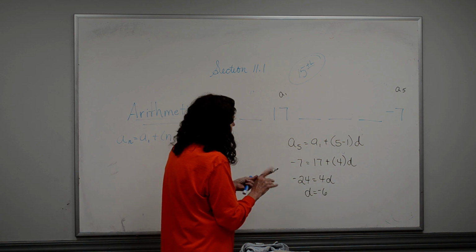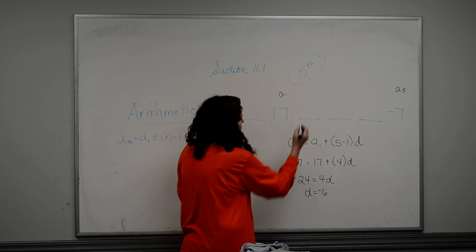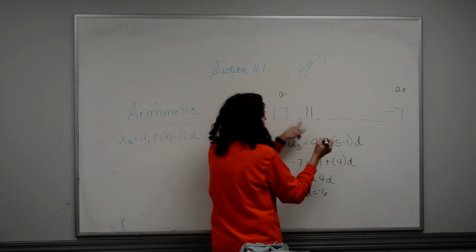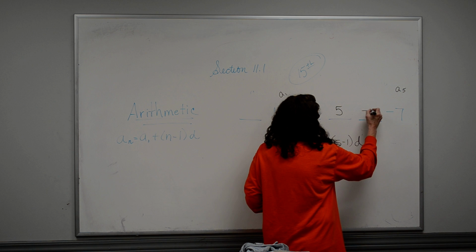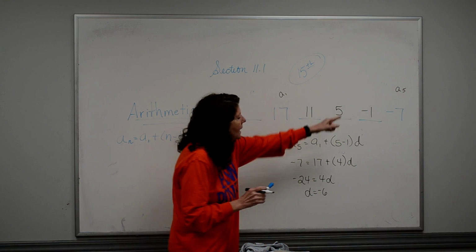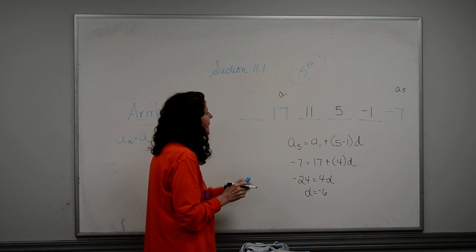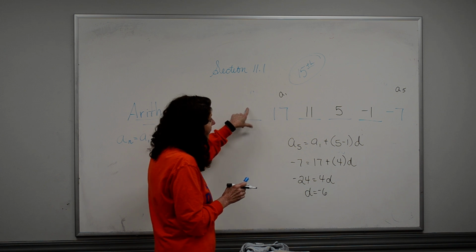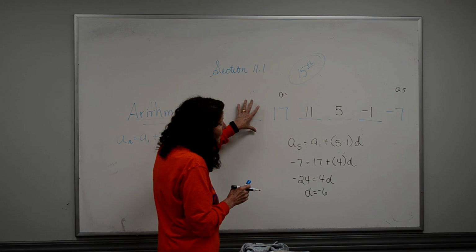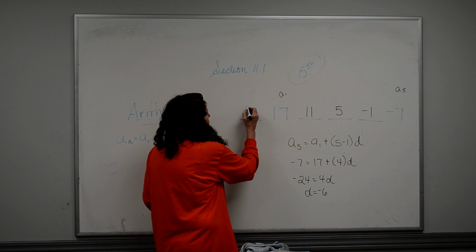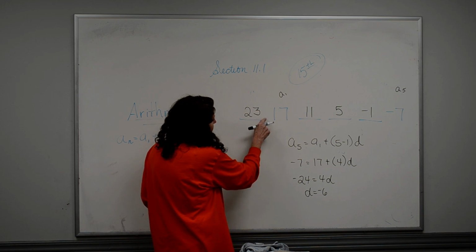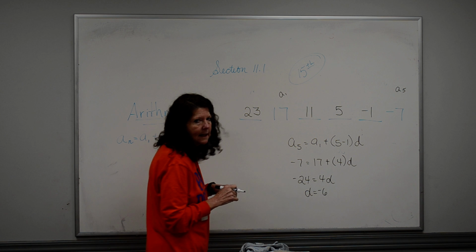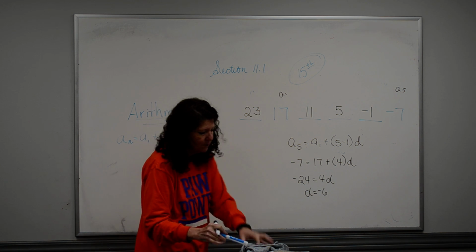So what I'm going to do is add negative 6 here. So I get 11. Negative 6 here is going to give me 5. Negative 6 here is going to give me negative 1. Negative 6 there is going to give me negative 7. So I actually am going to add positive 6 here. So when I do that, I get 23, because when I add negative 6, I'm going to get a 17. So just make sure it all makes sense when you finish.